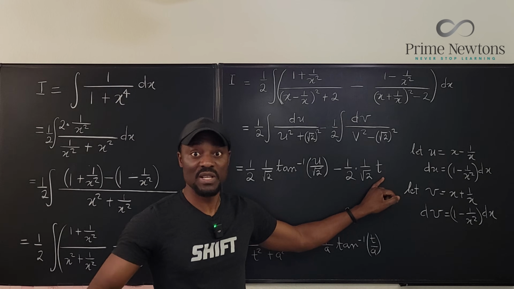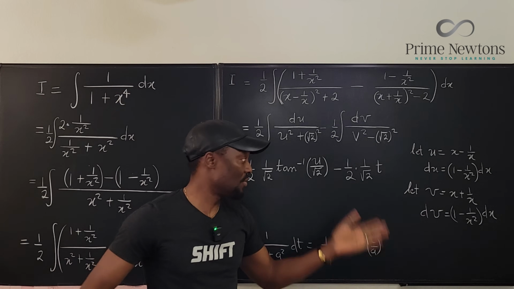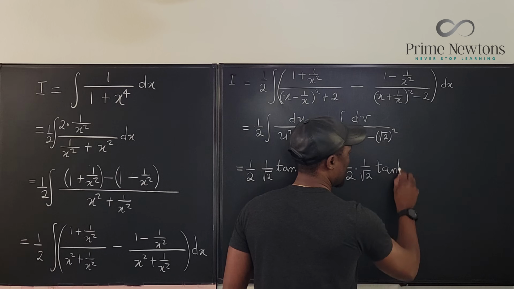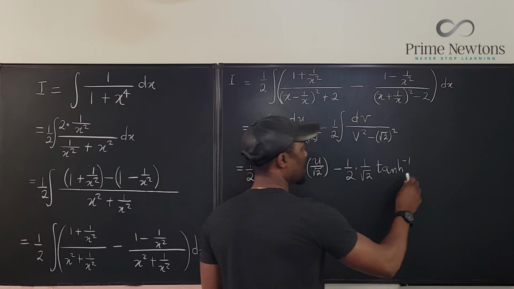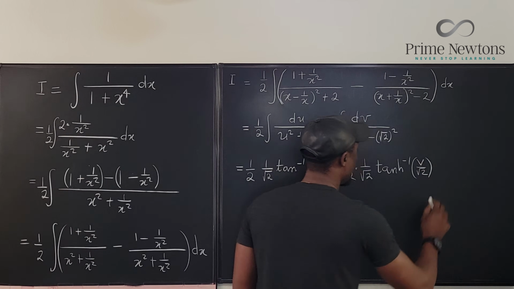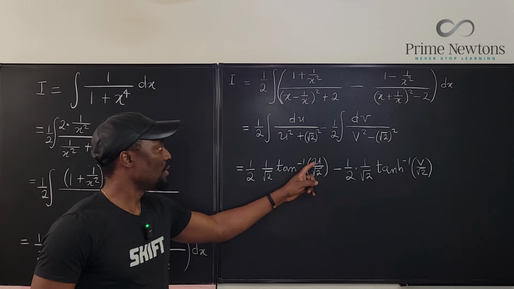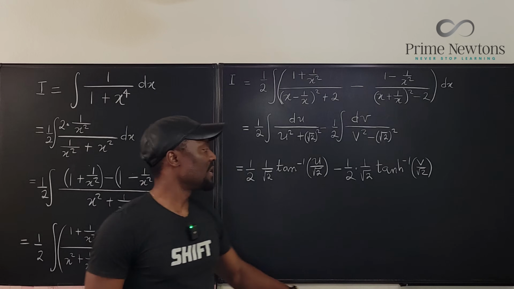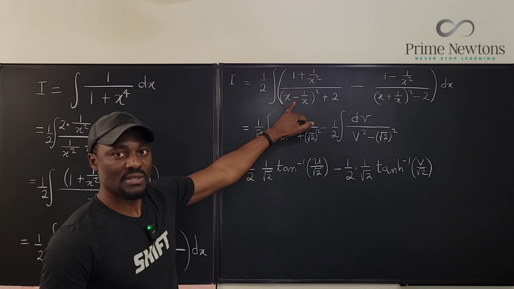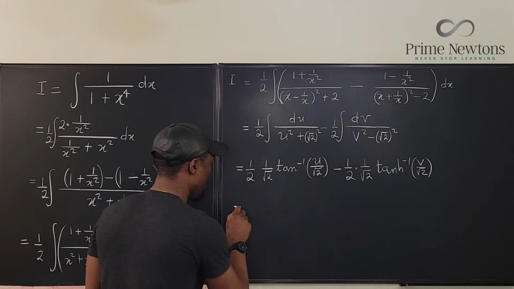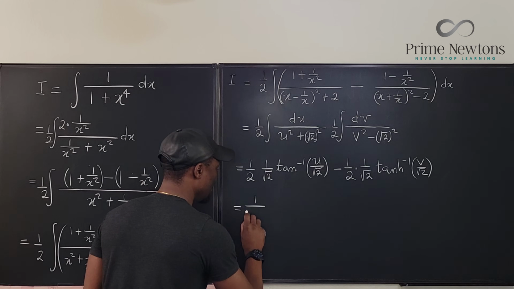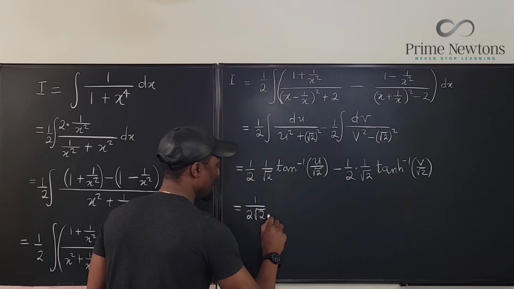And this answer can be written in terms of natural logarithms. So I might just write the alternative answer also. Inverse hyperbolic tangent of v over square root of 2. Okay, now we just need to go back and plug in what u is and what v is. I think u was this. This is our u. So we go here. We can combine these numbers. So we can take out 1 over 2 root 2.